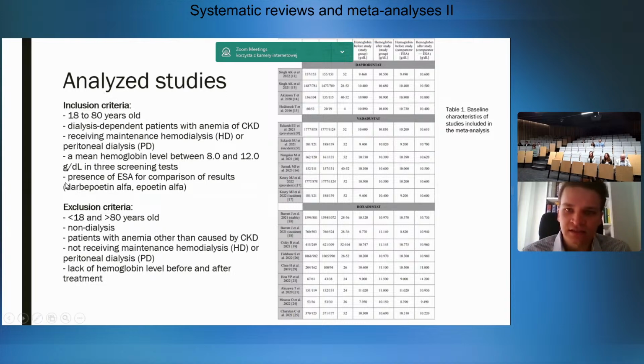Here are our analyzed studies, and in the table you can see the baseline characteristics of the studies included in the meta-analysis. As you can see, the mean hemoglobin level had to be checked before and after the study, both in the study group and the comparator group, because it was our main tool to assess efficacy. To the left, you can see our inclusion and exclusion criteria. We assessed only studies where ESA was present as the comparator, mainly darbepoetin alpha and epoetin alpha. What is worth mentioning is that we did not include any study taking placebo as the comparator.